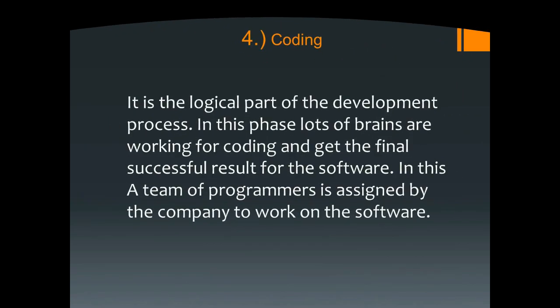And the fourth one is coding. It's the logical part of the development process. In this phase, lots of brains are working on coding to get the final successful result for the software. A team of programmers is assigned by the company to work on the software. The work is subdivided under a subphase called task allocation, where each task is assigned to a different coder, so the development process is faster.